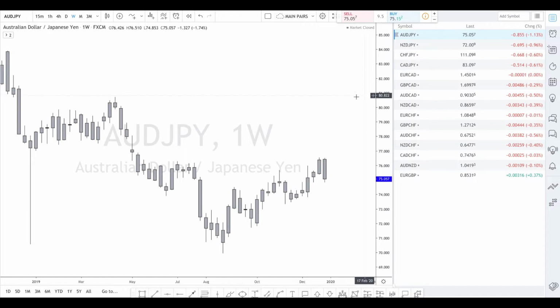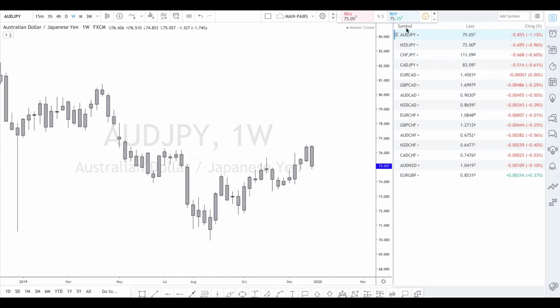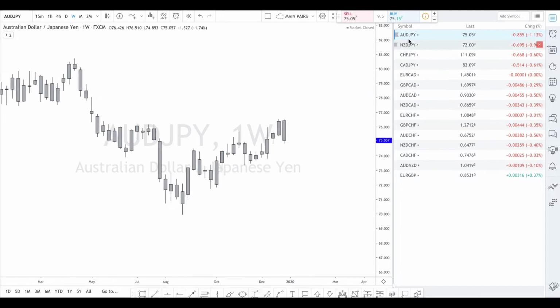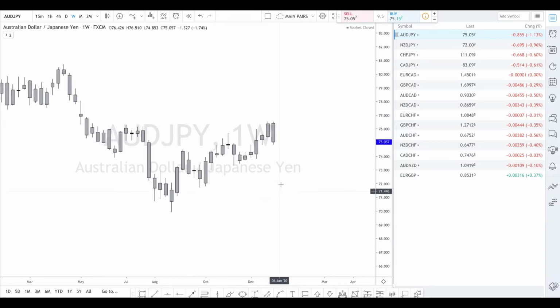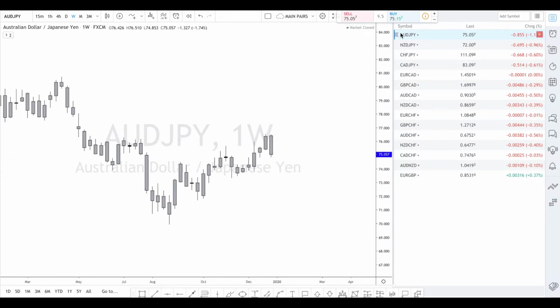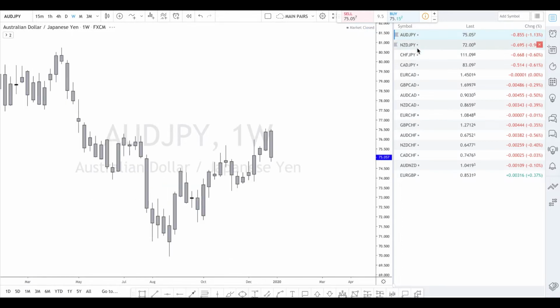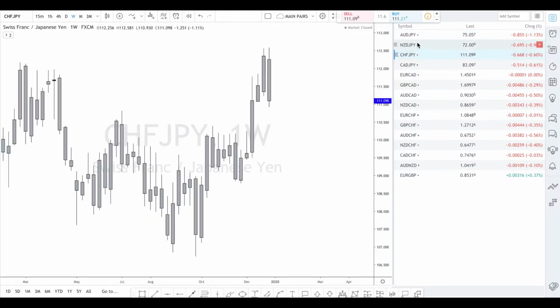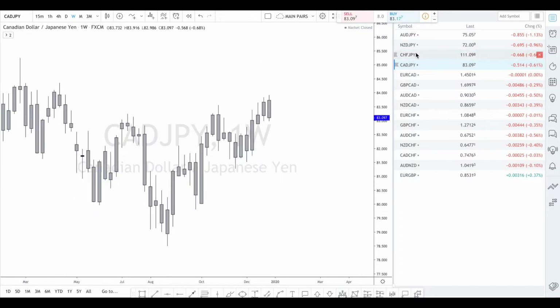The reason I've got them like that, obviously having all the Aussie pairs and all the New Zealand pairs, is because Aussie yen and New Zealand yen can be used to understand the risk parameters of the market. As Aussie yen and New Zealand yen are high yielding currencies against the yen, it can be viewed as risk on and risk off. So that's why I like to see the degree of risk on and risk off when it comes to the Aussie, New Zealand, Swiss, and CAD, and obviously Euro and pound as well.